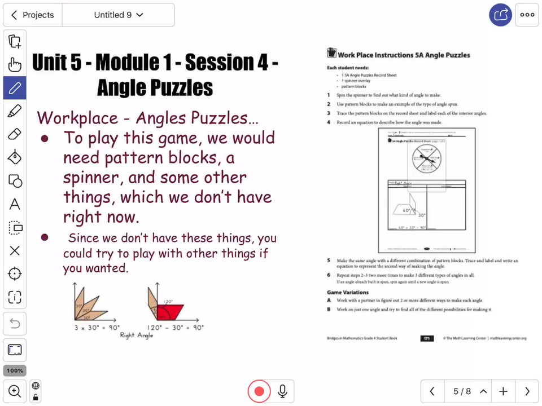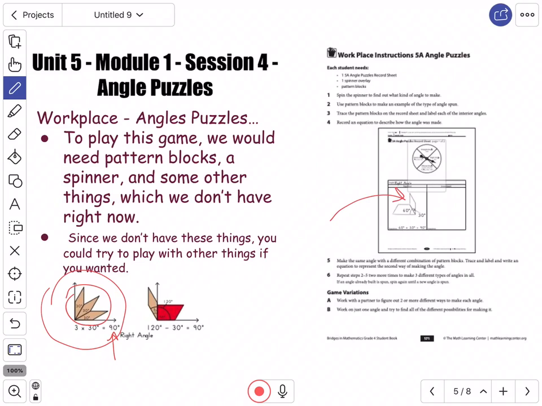So you would spin a spinner to find out what kind of angle. This is actually in your student book on page 171. You would spin the spinner to find out what kind of angle to make, and you could use pattern blocks to make an example of that type of angle that you spun. You would trace the pattern blocks. So this would be an example of how you could use pattern blocks to make that type of angle.